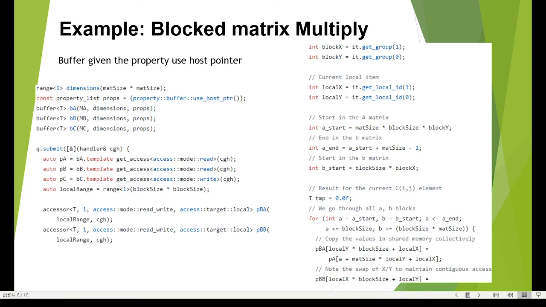Next, I will talk about the buffer. The buffer can be constructed with a property list. In this sample, the buffer is given the property to use host pointer, which tells the runtime to use the host pointer for all data storage. Additionally, when you are running on devices that share memory with the host, like a CPU, zero copy memory optimization can be used by the driver.